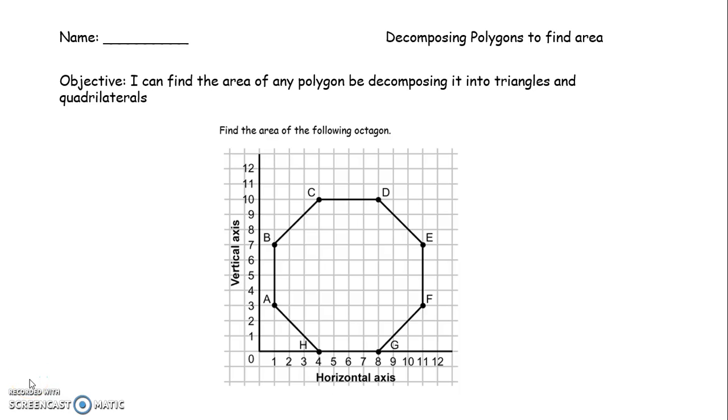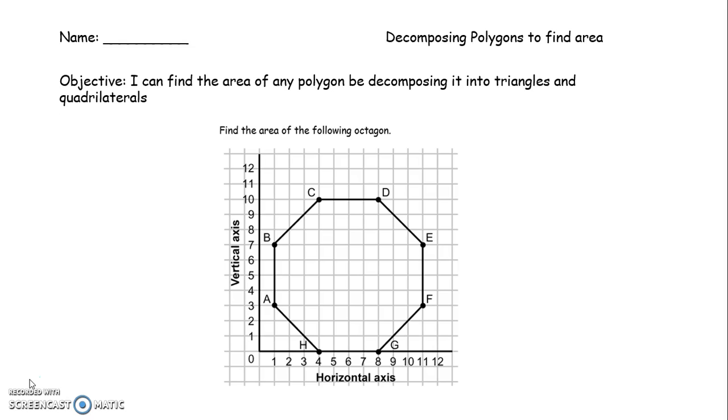Tonight's objective is I can find the area of any polygon by decomposing it into triangles and quadrilaterals. You actually did this back in 6th grade, so tonight should be a reminder of that, and maybe let's look at how we might see it at the 7th grade level. Last night we reviewed finding areas of quadrilaterals and triangles, and tonight we're just going to take any polygon and break it down into triangles and rectangles to find the area.